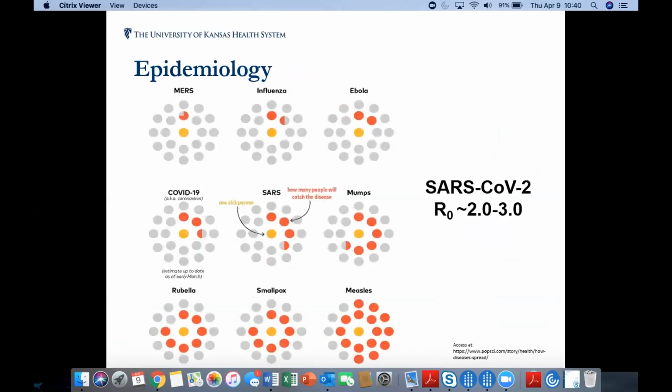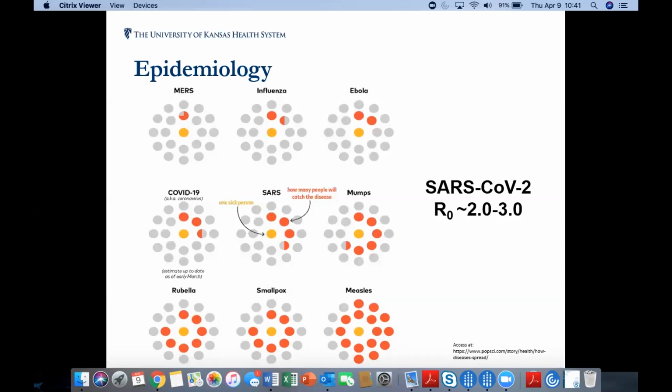This slide is looking at a basic epidemiologic concept called the reproductive number, or the R0 value. This refers to the number of newly infected individuals that will occur from one sick person. Right here in the middle, this yellow circle refers to your one sick person. The surrounding red circles refer to the number of newly infected cases that will occur because of that one sick person. They range from something that has a very low R0 value like MERS to something that has an extremely high R0 value like measles, an R0 value of roughly 14 or 15.